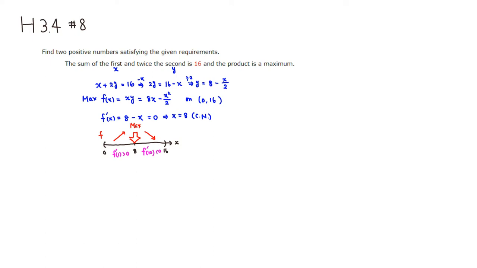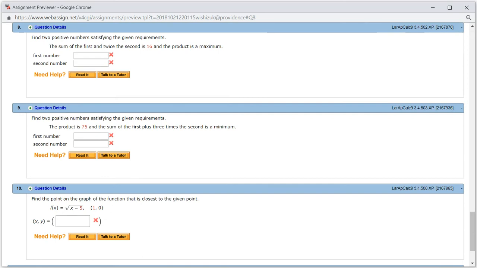So the maximum value happens at x equals 8, and we need to find the corresponding y value. y is equal to 8 minus 8 over 2, so that's 8 minus 4, which is 4. So x is 8, y is 4. Let's type it in. The first number is 8, and the second number is 4.